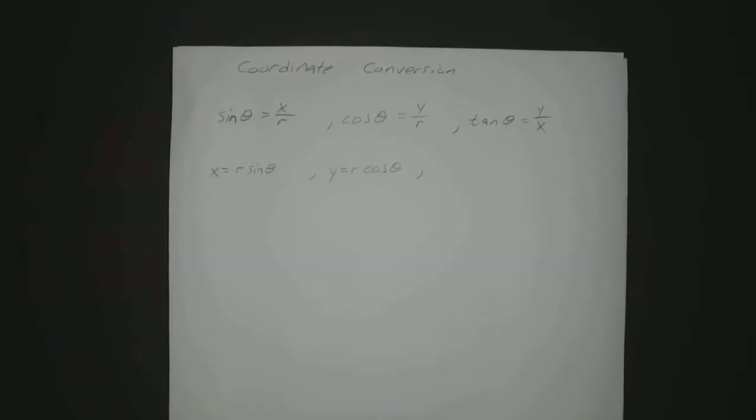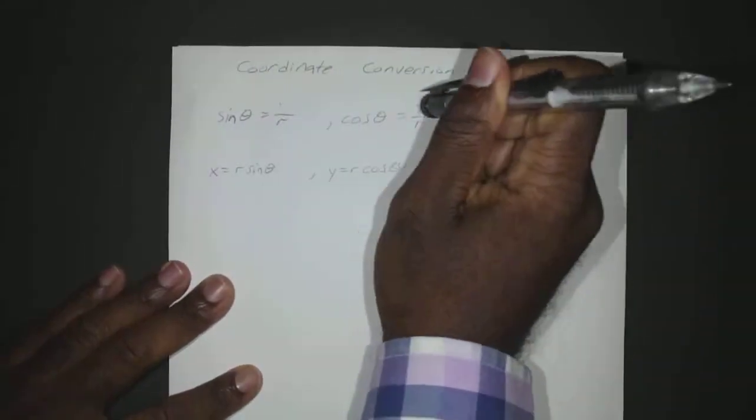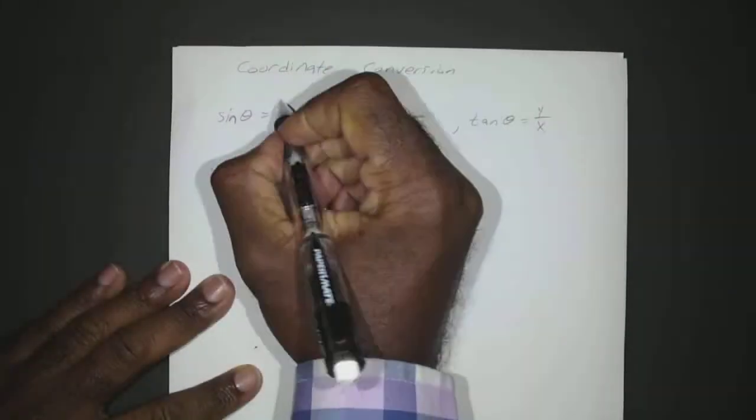Oh, hold on. Nope, sine is y. Opposite over hypotenuse. Nope, sine is y. Why did I do that? Duh. I need to go home.